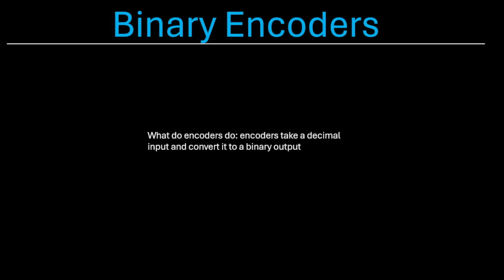Hello everyone. Today we're going to be learning about binary encoders. So encoders are just the opposite of decoders, meaning that they take a decimal input and convert it to its respective binary output. Now the encoders we're going to be working with today are what are called 2 to the n to n encoders, where 2 to the n is your decimal input and n is your binary output.